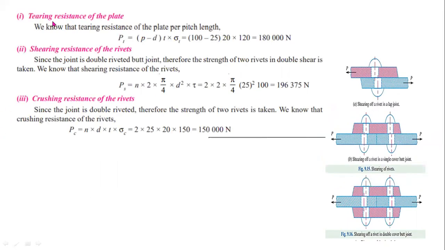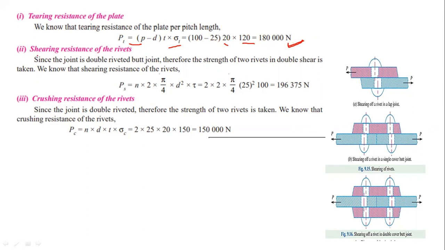So, here, already we know the formula for tearing strength. Tearing strength, Pt equal to (P minus D) into T into sigma T, same formula. Here pitch P equal to 100 mm, diameter of the rivet equal to 25 mm, thickness equal to 20 mm, tensile stress equal 120 megapascal. These values are given in the question. So the tearing strength equal to 180,000. Okay, 180,000 is the tearing strength.